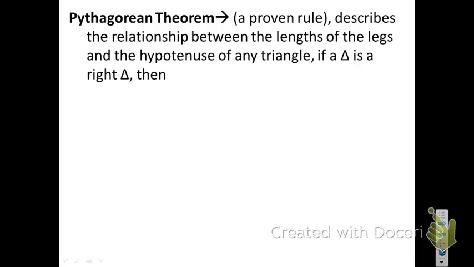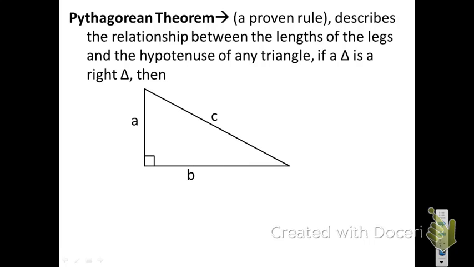All right, the Pythagorean theorem. Pythagorean, say it. This is a proven rule, and it describes the relationship between the lengths of the legs and the hypotenuse of a right triangle. If a triangle is a right triangle, then we get some special relationships. So here I have this triangle. Do you guys have it labeled A, B, and C? A squared plus B squared equals C squared.